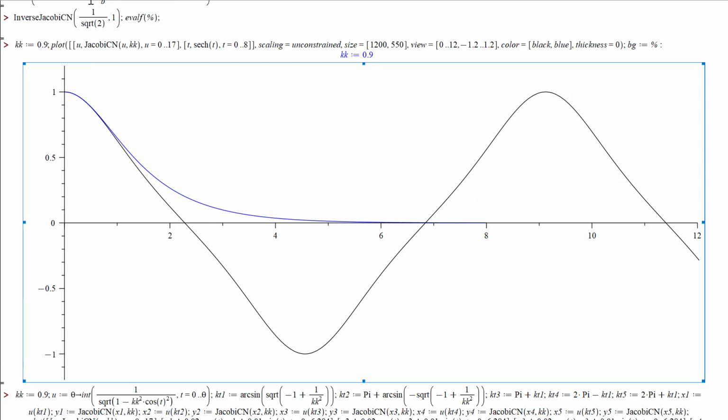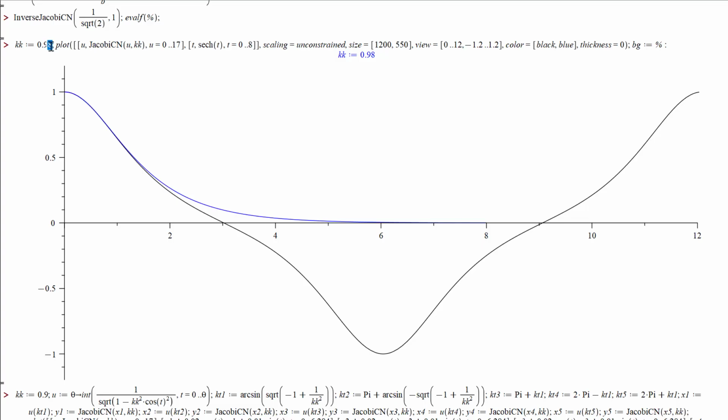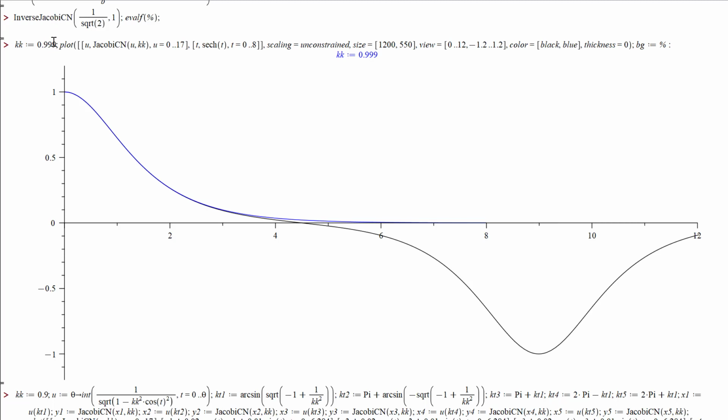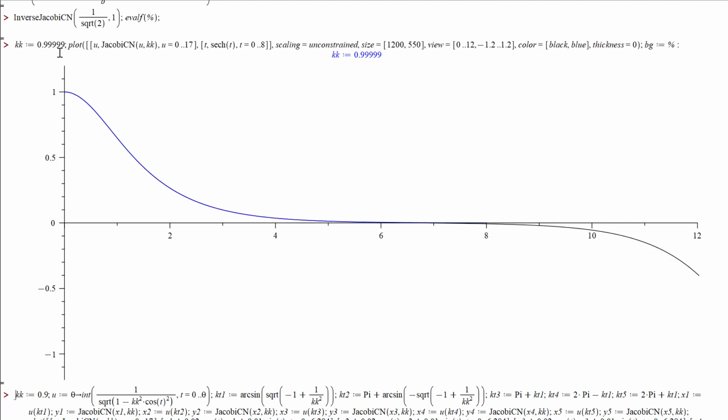One thing, as I mentioned, we'll eventually see is what it approaches as k goes to 1. It's harder to see with this definition, but it approaches hyperbolic secant of u. So here's cn u, and here's hyperbolic secant of u. Let's go to 0.999, and the closer k, I called it kk here, gets, cn of u is converging to the hyperbolic secant of u. So kind of interesting.